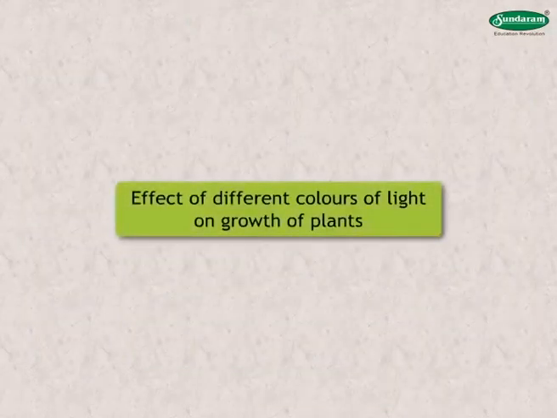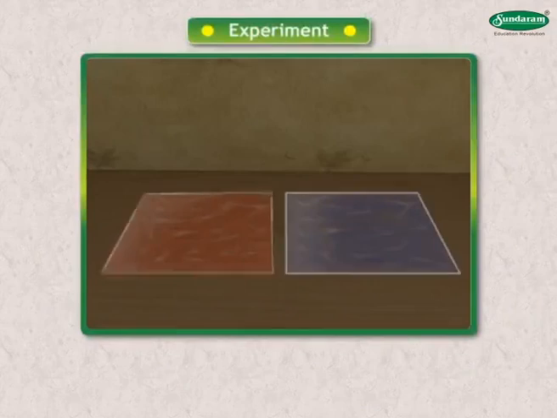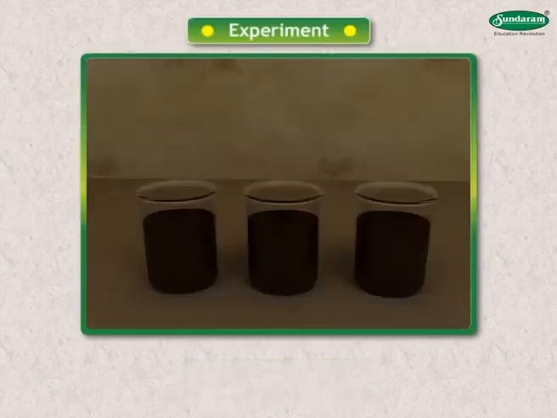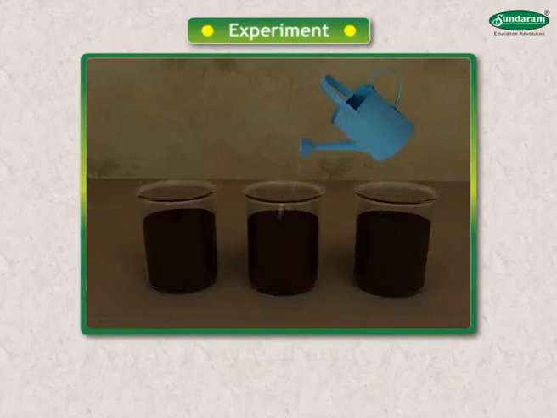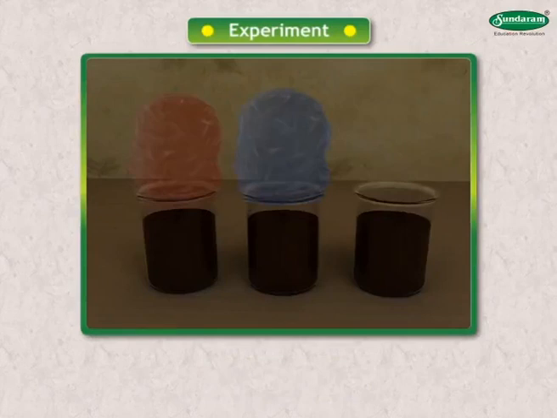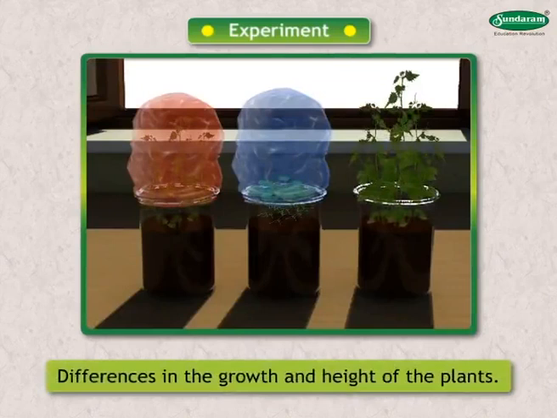What is the effect of different colors of light on the growth of plants? Let us see through this experiment. Take red and blue cellophane papers. Take some soil in 3 beakers and plant some mustard seeds in each of them. Water the 3 beakers and wrap 2 of the beakers completely in red and blue paper each. Do not wrap any paper around the 3rd one. Place all 3 beakers in sunlight. Observe them after a week. You will see differences in the growth and height of the plants.